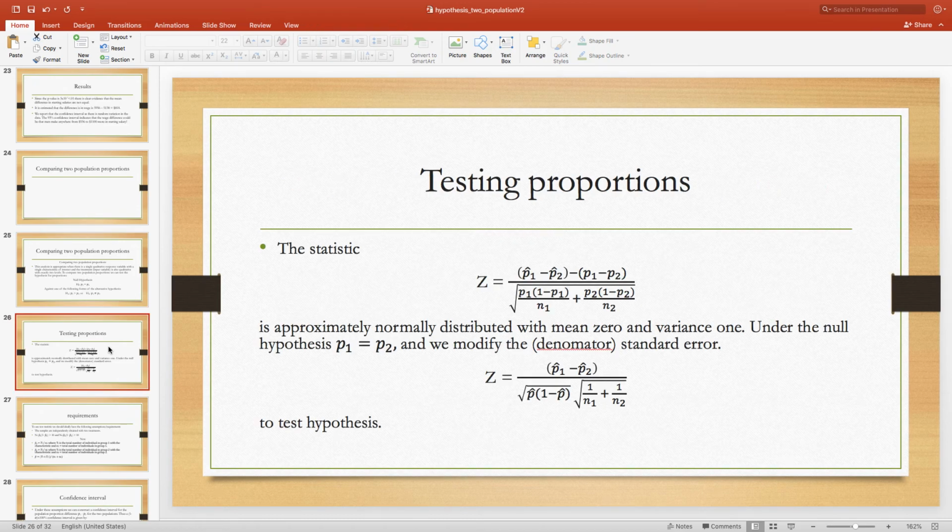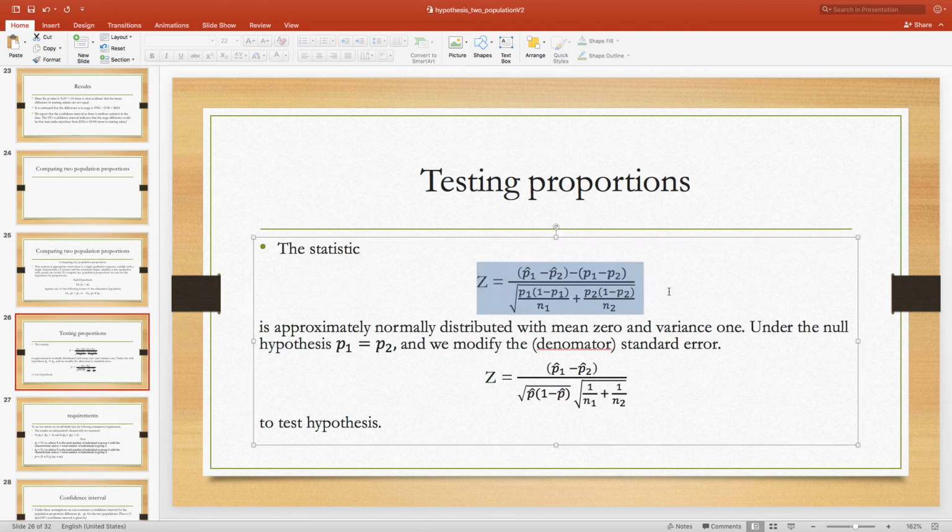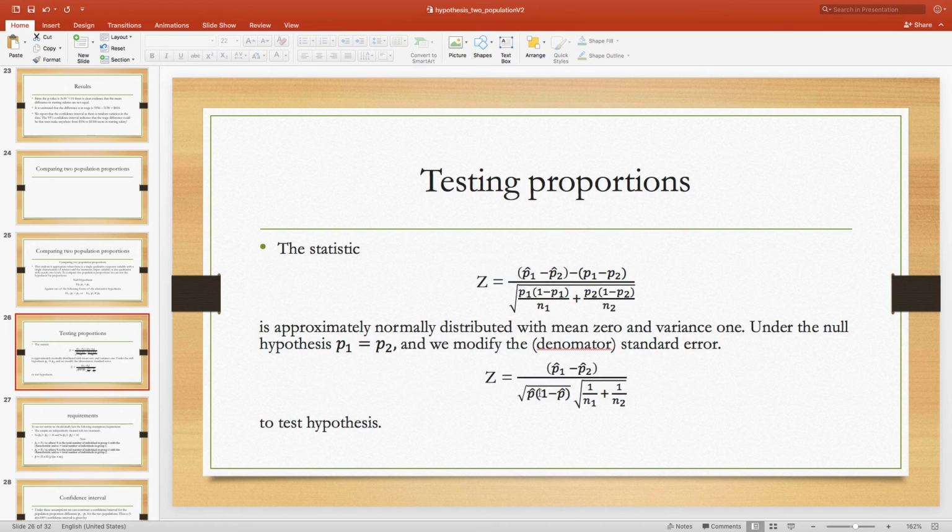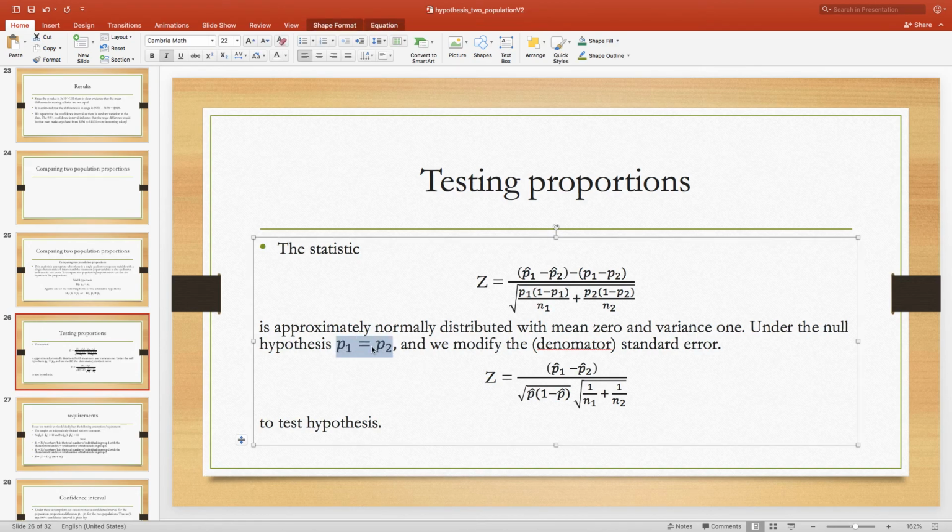So if we're going to test proportions, we need a statistic. We're going to use the z statistic, and this is the statistic that we're going to use. Now, this uses a normal approximation, and it says that the mean is 0 and variance is 1, so a standard normal. That is how the z distribution has been used. And under the null hypothesis, p1 is equal to p2, so this difference is 0. It disappears down here.